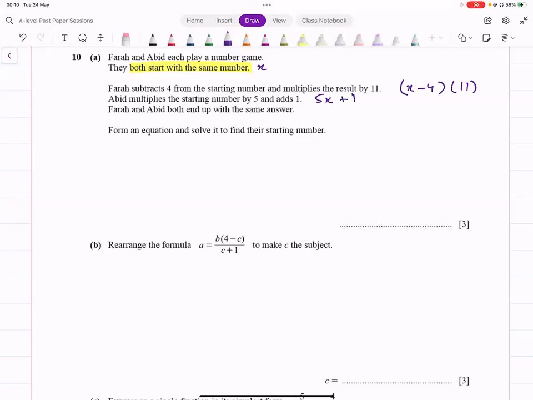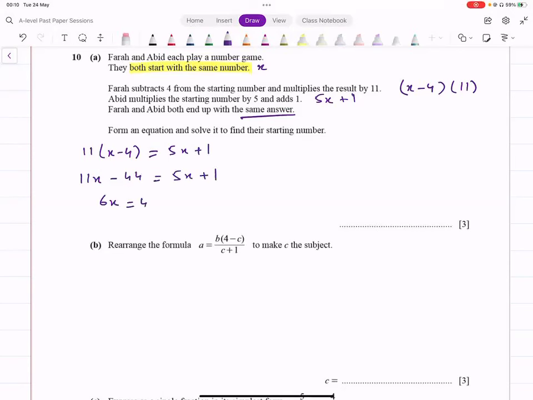जो result है वो दोनों same होने चाहिए. इन दोनों को equate कर देते हैं. We got 11 into x minus 4, that equals 5x plus 1. We just have to solve this equation. We get 11x minus 44, that equals 5x plus 1.